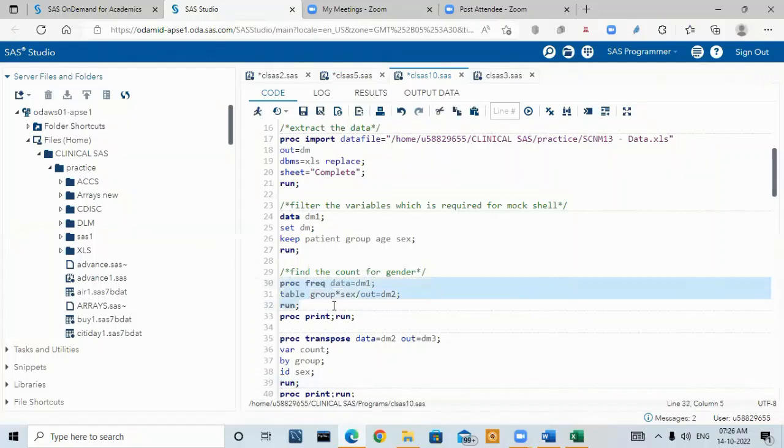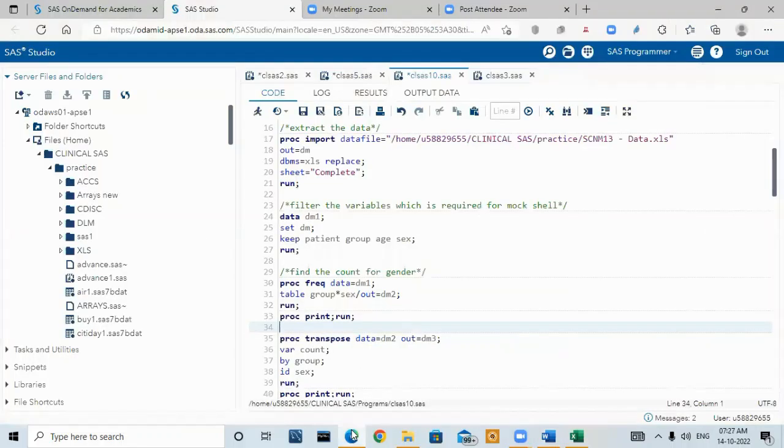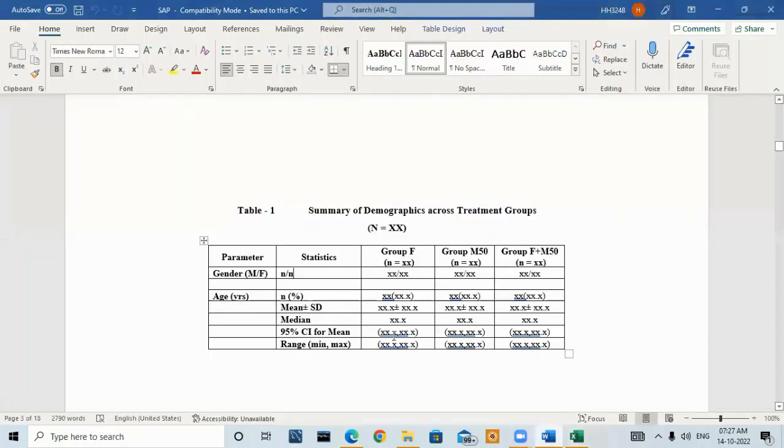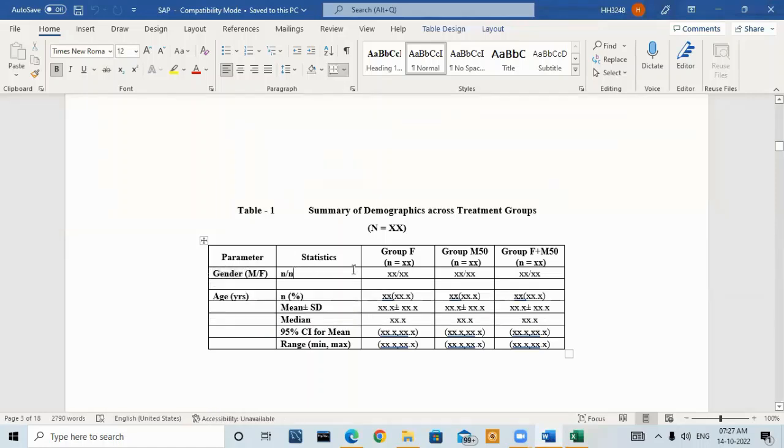First, we are doing proc freq on which variable exactly? If you see clearly, the variable here is sex. We want the value for the sex. In short, we can say the proc freq value we want to derive for the sex. Understood? This is clearly mentioned. Gender is nothing but the sex only. But one more thing, we want to group the values by groups. We are having the gender statistics, but separately for group F, group M50 and group F plus M50. So I mean to say that here we want the cross tabulation.